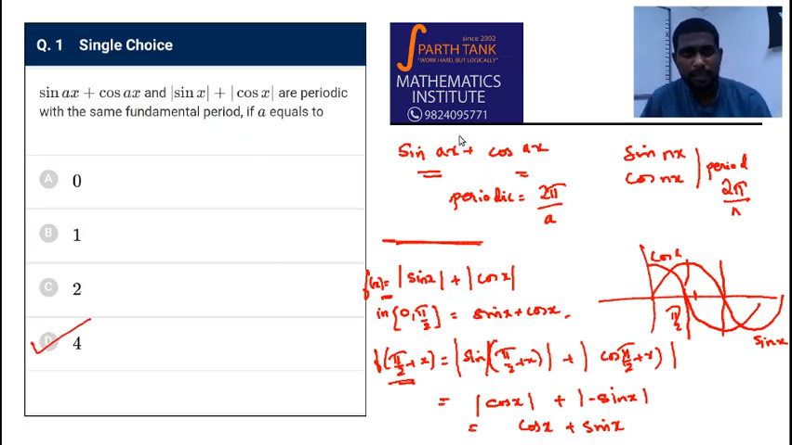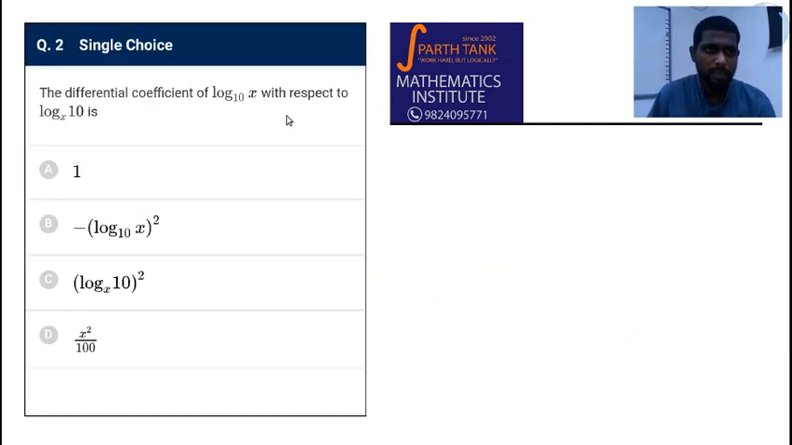Very simple. Sin x, cos x are all periodic with 2 pi by a. Mod sin x, mod cos x, you evaluate in 0 to pi by 2, both are positive. In pi by 2 to pi you get the same answer. Okay, moving on to question number 2.